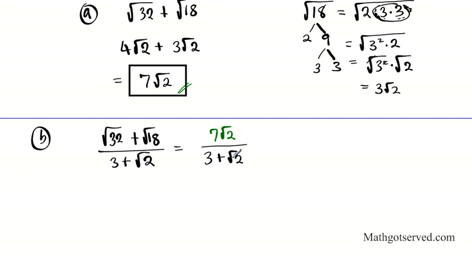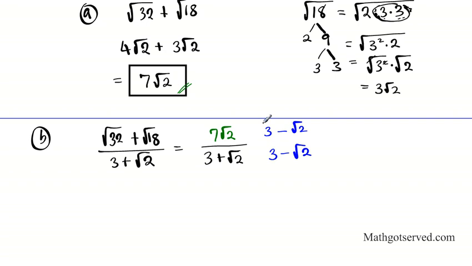Okay? So we're not allowed to have square roots in the denominator. So to get rid of this surd in the denominator, turn it into an integer, I have to multiply by its conjugate. Okay, by its conjugate. So to do that, all I'll simply do is multiply by 3 minus root 2 in the denominator, and 3 minus root 2 in the numerator.